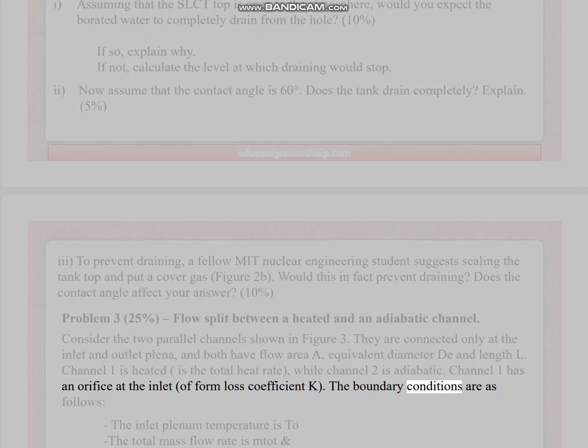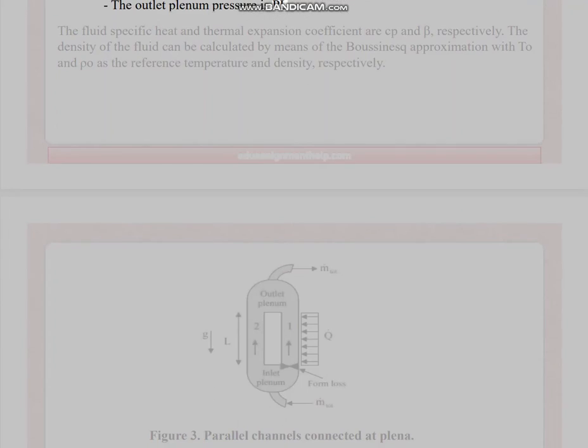The boundary conditions are as follows. The inlet plenum temperature is T_in. The total mass flow rate is m_tot and the outlet plenum pressure is P_L. The fluid specific heat and thermal expansion coefficient are Cp and beta, respectively.